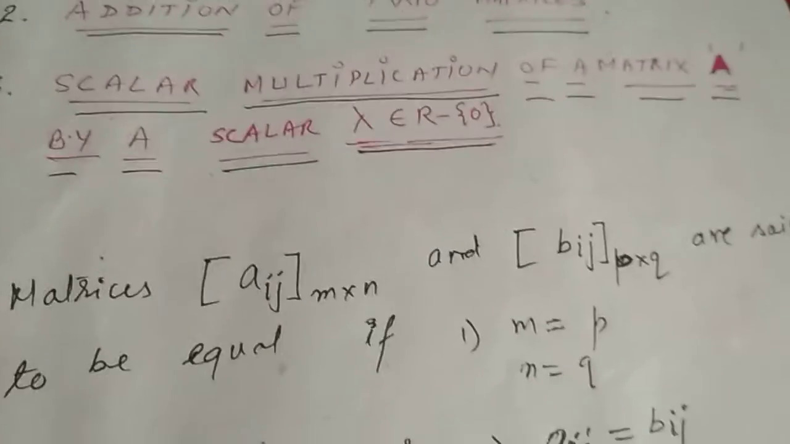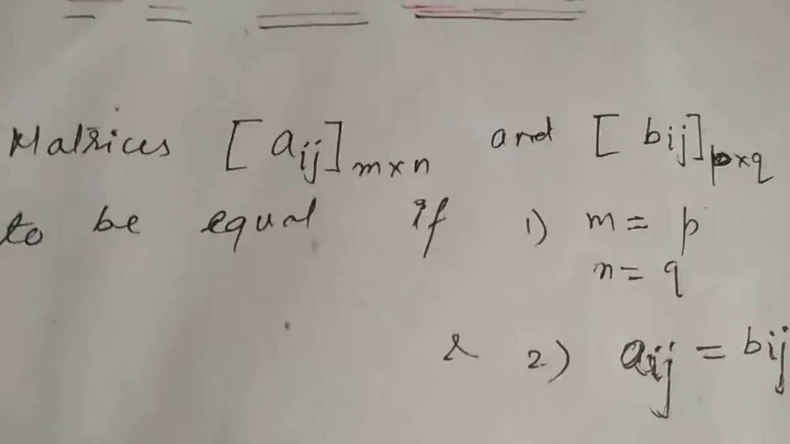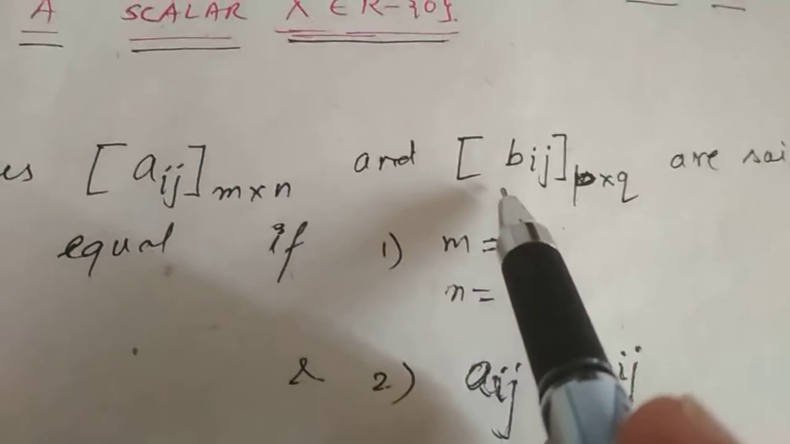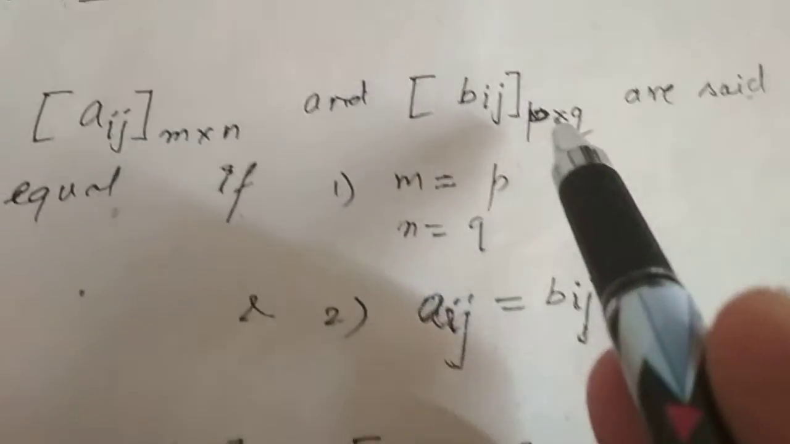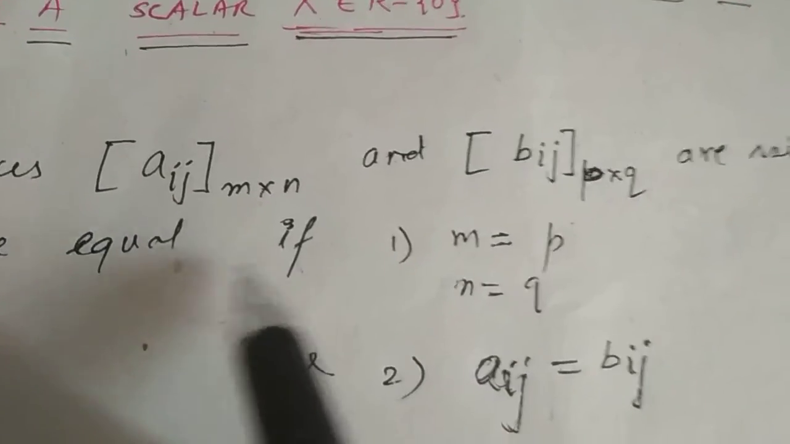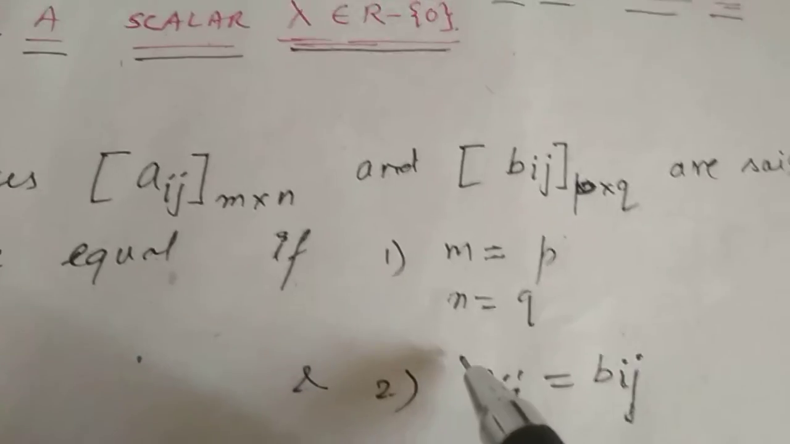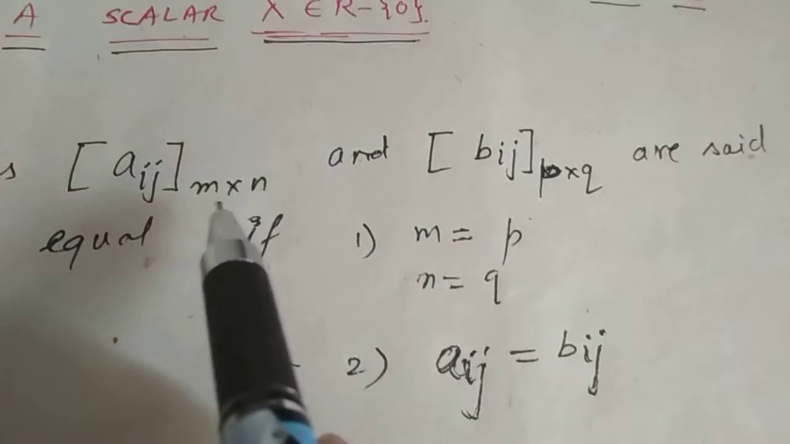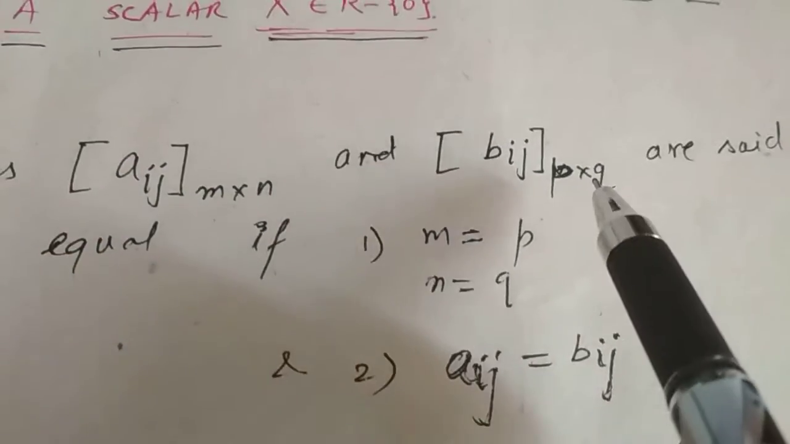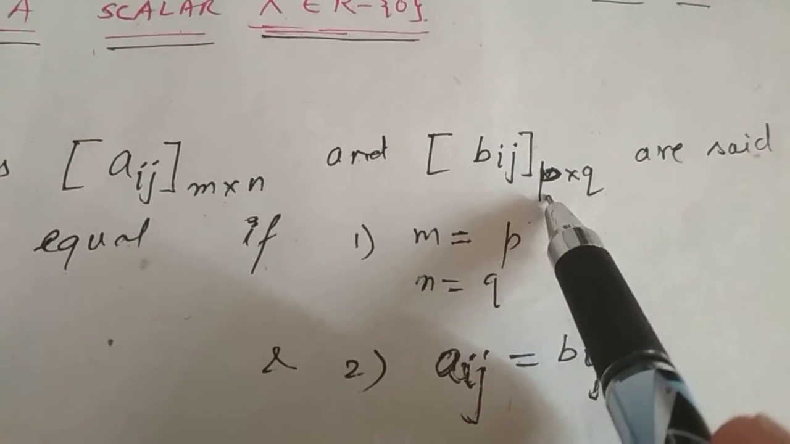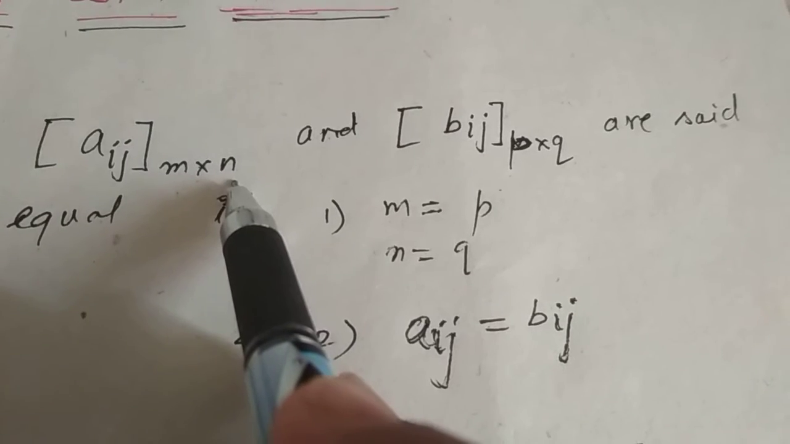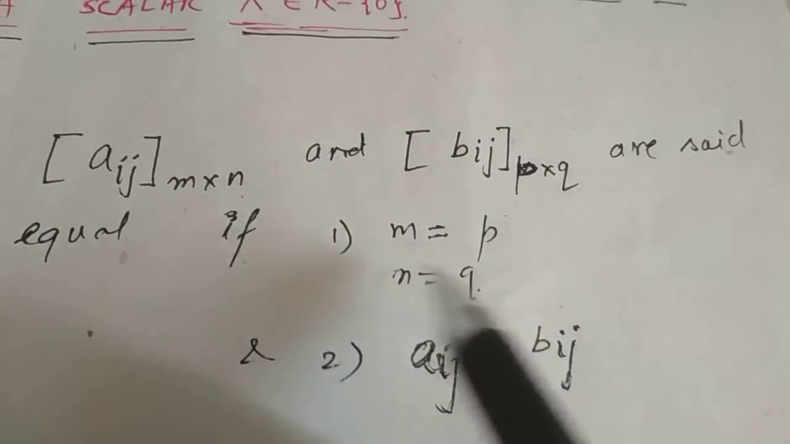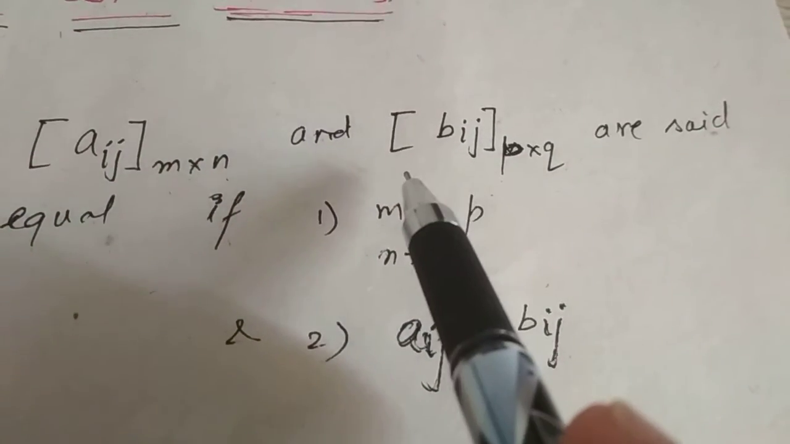matrices. Any two matrices, say Aij, whose order is m by n, and a matrix containing all elements Bij, p cross q, are said to be equal if and only if two conditions are satisfied. First, they have exactly the same order. It means that the number of rows of the first matrix should be equal to the number of rows of the second matrix, and the number of columns of the first matrix should be equal to the number of columns of the second matrix. That means they have an equal number of rows and columns.